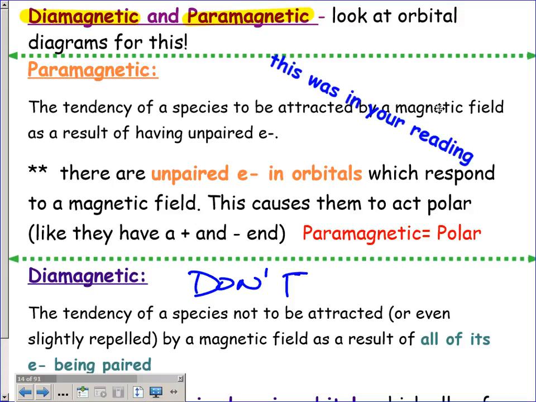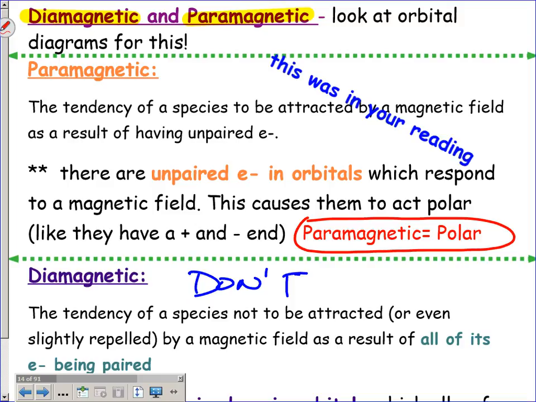So this was a term that you read about in your reading, but paramagnetic just simply is going to say that, I always say this wrong, para means polar. That's how I remembered it. Okay, para means polar. That's it, right here. So para means polar means that we'll have a polar end of the atom and a non-polar end of the atom, simply meaning that the electron configuration doesn't have every single electron paired up.